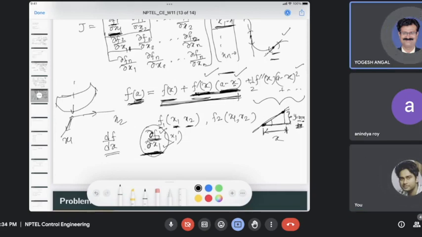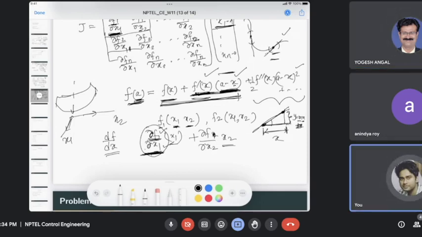So dou f1 by dou x1 is considered when x2 is constant, and then we consider dou f1 by dou x2 by considering x1 is constant. Then you multiply and add them, like this. That means again you are considering the system as an LTI system, because we want a linear system only, because we know linear system theory.